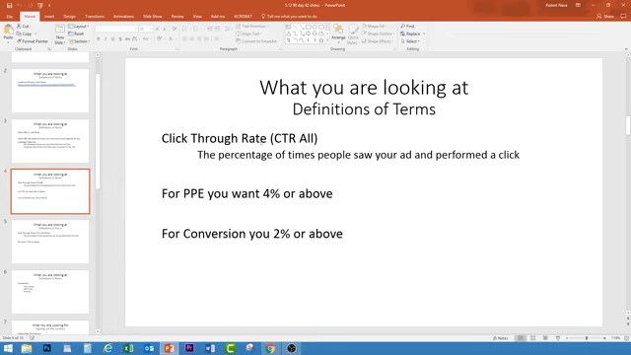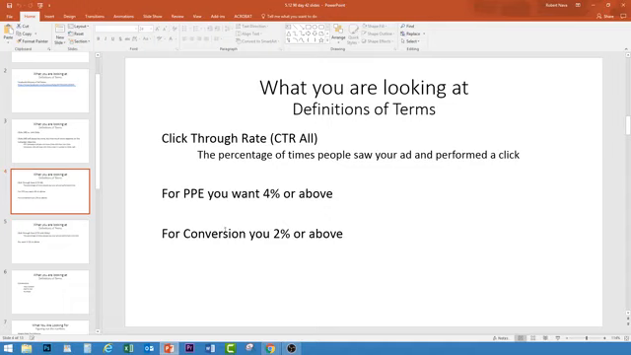The click-through rate is the percentage of times, and I just took this right from the Facebook glossary page, the percentage of times people saw your ad and performed a click. So you don't need to know what those numbers are involved in, but it's the percentage of times people saw your ad and performed a click. That's simple, right? So there's a click-through rate all, and there's a click-through rate link, which I'm going to show you in a second.